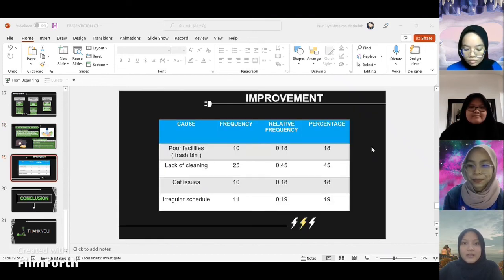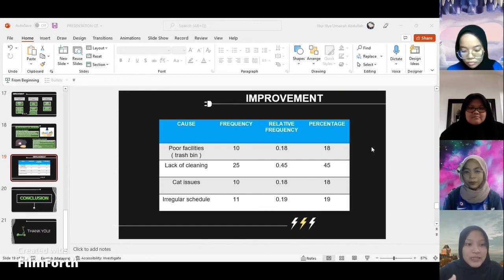So what we can see from this improvement is that the owner of Unique Almitech needs to set up a proper schedule to clean the cafe, especially before and after operating. Also, they should provide more trash bins at proper sites.